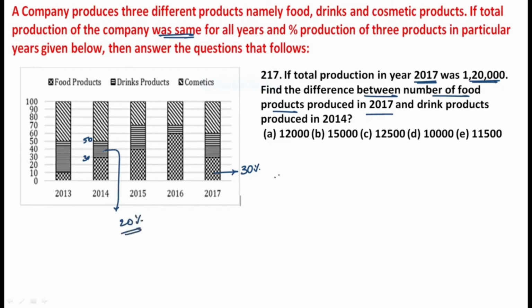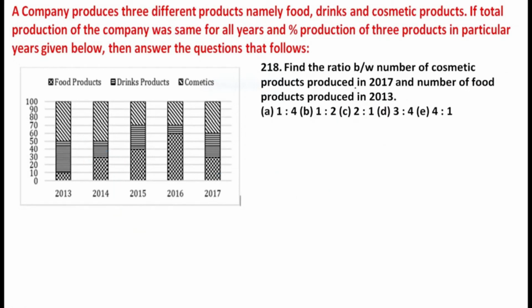Because the production rate is constant for every year, that is exactly equal to 1,20,000. Now your answer is exactly equal to 10%. And you already know that 100% is equal to 1,20,000. Definitely the 10% value becomes 12,000. Now the answer is A.